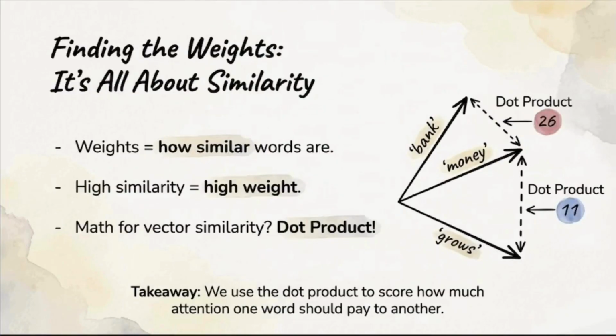Now we need a method to calculate these weights. How to find weights? Using similarity. If two words are related in a sentence, their similarity score should be high. A similarity score method is the dot product. Dot product gives one number. Higher number means more similar, lower number means less similar. So we can use dot product to decide how much this word should pay attention to that word.